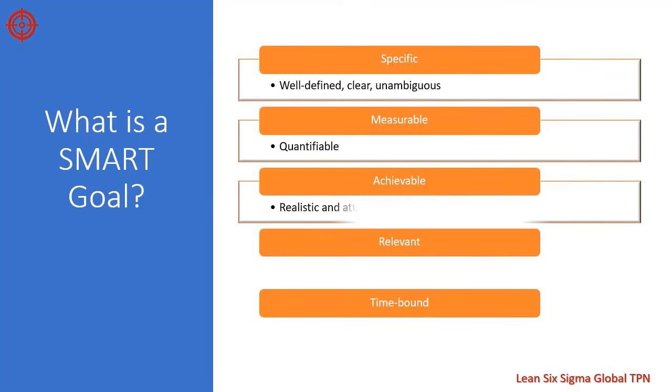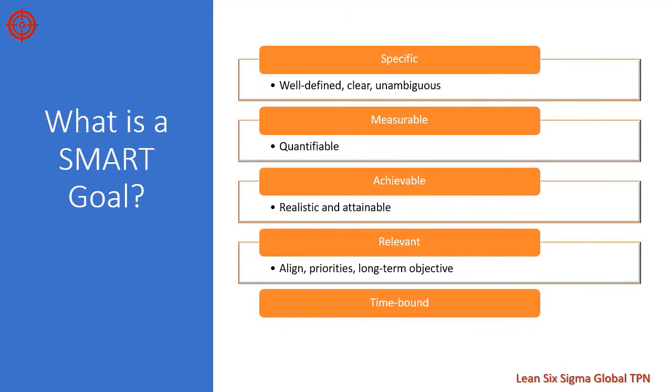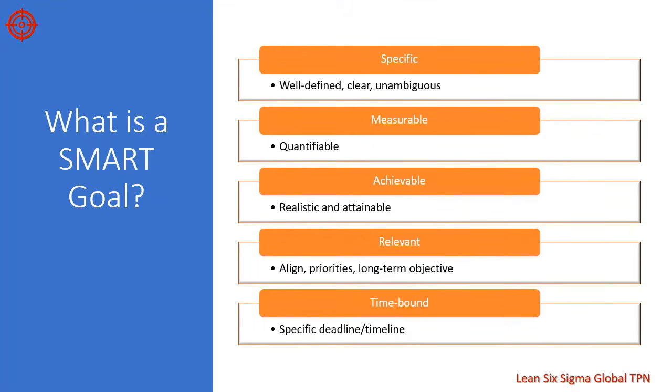The goal should be realistic and attainable given your skills, resources, and time frame. The goal also should be aligned with your values, priorities, and long-term objectives and be meaningful to you. And finally, the goal should have a specific deadline or timeline, providing a sense of urgency and focus.